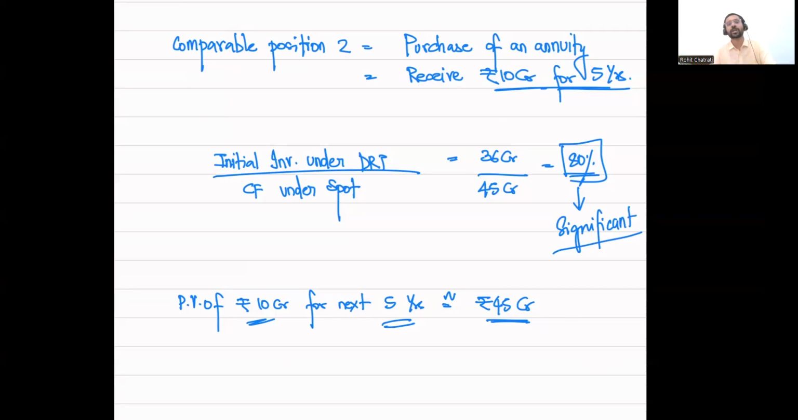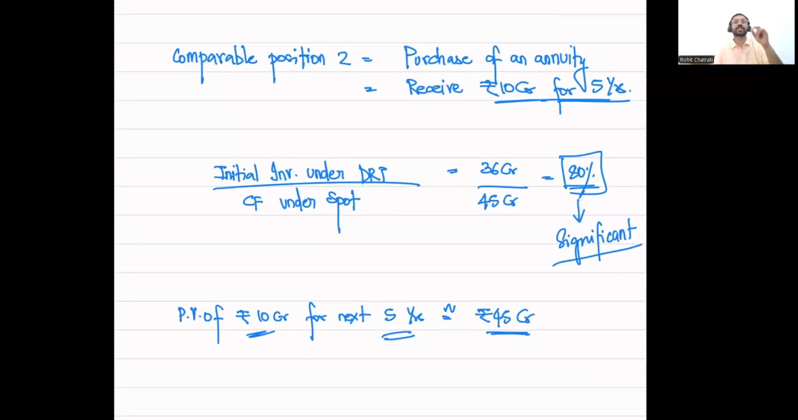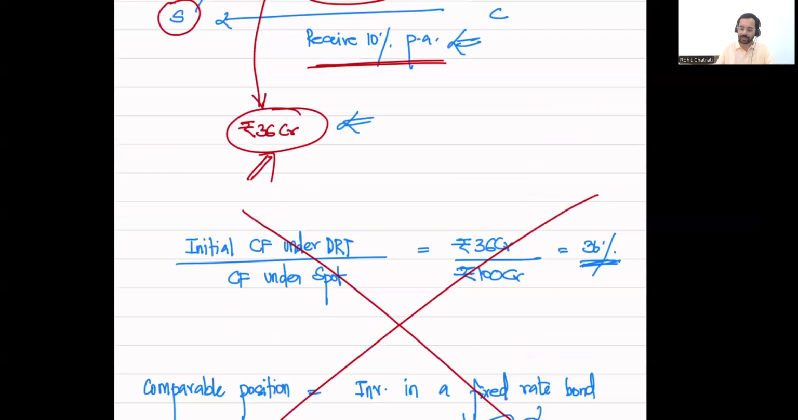We are not going to account the interest rate swap as a derivative contract. Remember, although I got 80 percentage, this 80 percentage is also an approximation because the present value of 10 crores for the next 5 years may not be 45. It might actually be, let's say, 40 crores or maybe some other amount as well. But 80 percentage, we are going to consider it as significant, and therefore we are not going to account for this contract as a derivative contract.